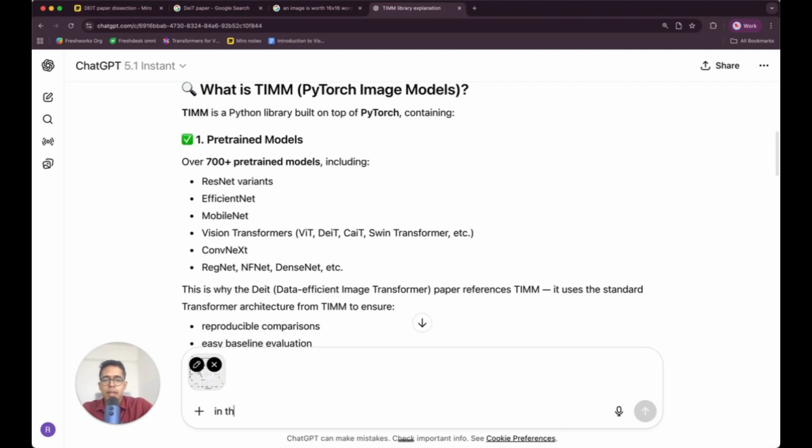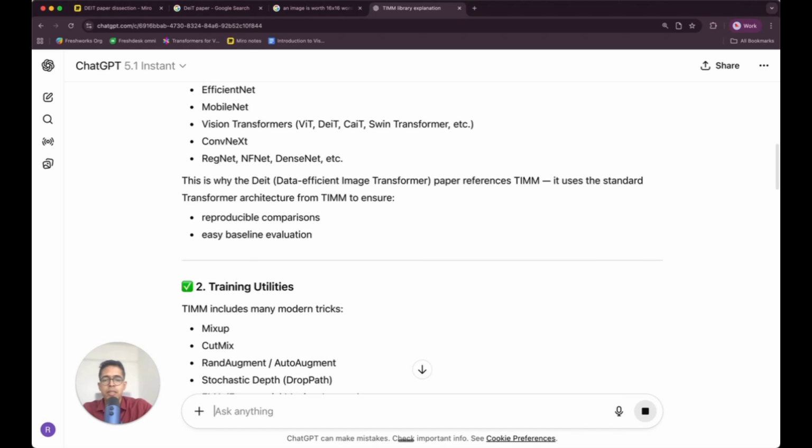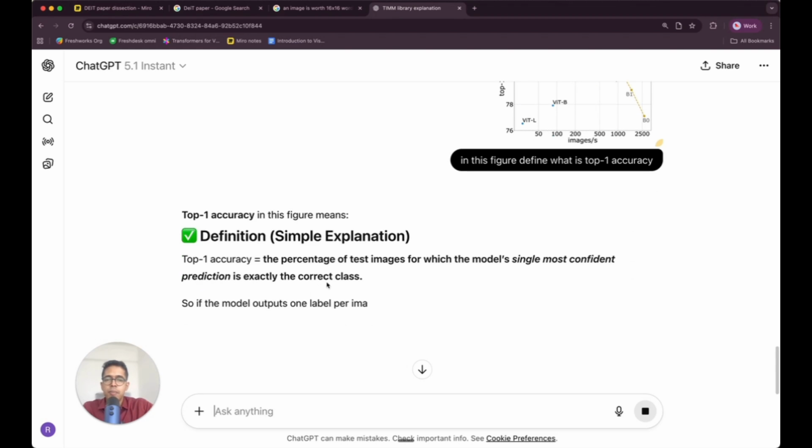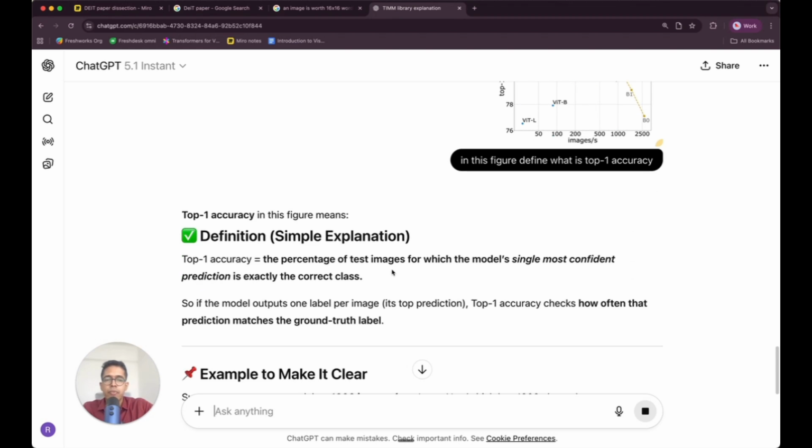Then let's ask, in this figure, define what is top 1 accuracy from ImageNet. I don't have to say that, it's understood. I hope ChatGPT will know that by default. It means the percentage of test images for which the model's single most confident prediction is exactly the correct class.